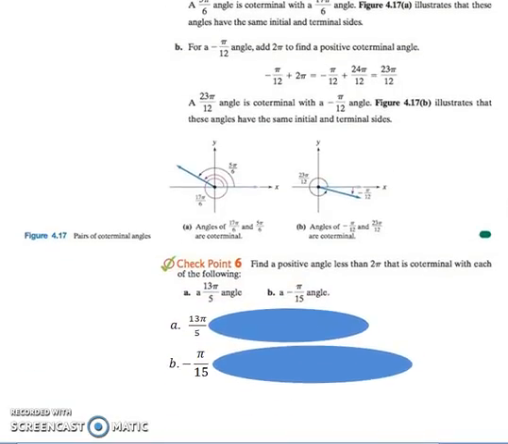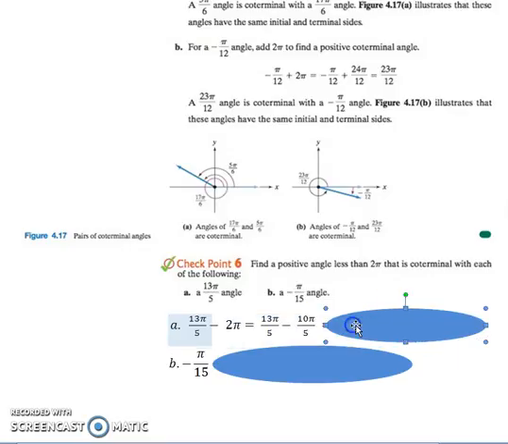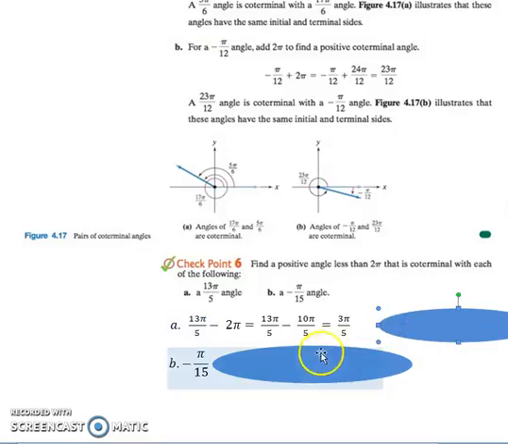So for the checkpoint, if we're going to do 13 pi over 5, the first thing we have to do is subtract 2 pi. In terms of fifths, that would be 10 pi over 5. So 13 pi minus 10 pi over 5 would be 3 pi over 5. So that would be the positive angle less than 2 pi that is coterminal with 13 pi over 5. They would land in the same spot.